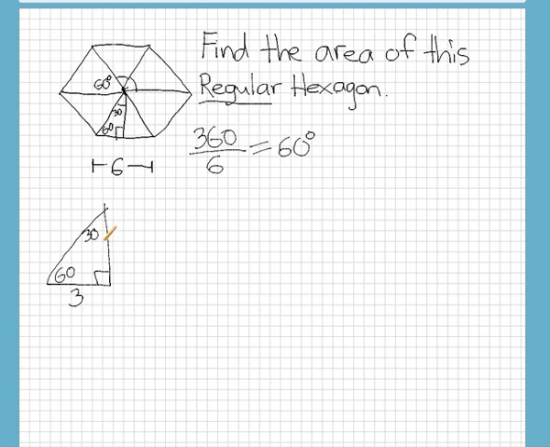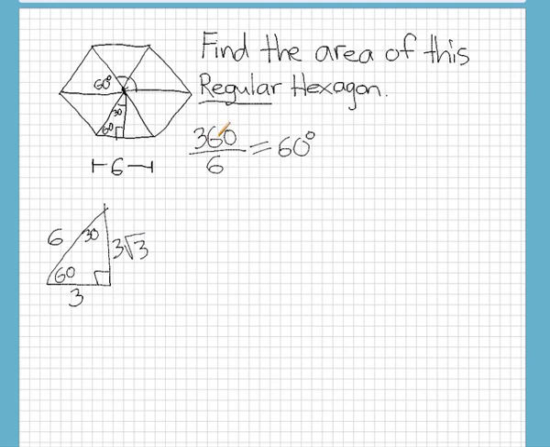So if you remember our 30, 60, 90 triangle, opposite the 30 is x, opposite the 60 is x root 3, so it's 3 root 3. And opposite the 90 is 2x, so it's 2 times 3, which will give you 6.